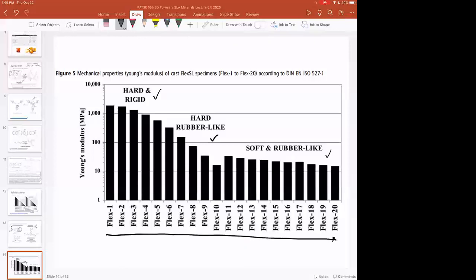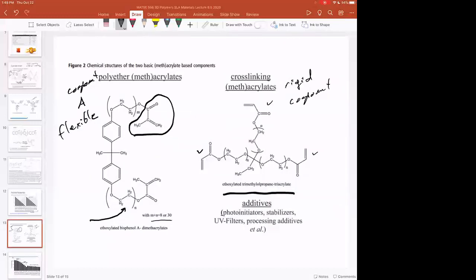And so right in this one paper, we can get the sense for how you might create a whole family of materials just by varying this simple composition. And of course, real SLA resins have stabilizers, they've got UV filters or toners in them, they've got some other processing additives. We'll talk about some of those next time when we finish up SLA chemistry.